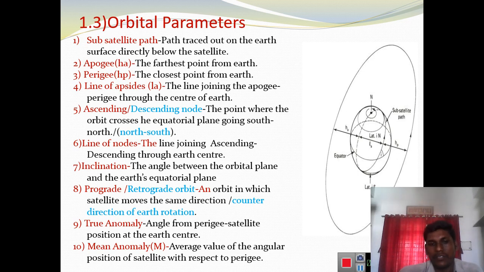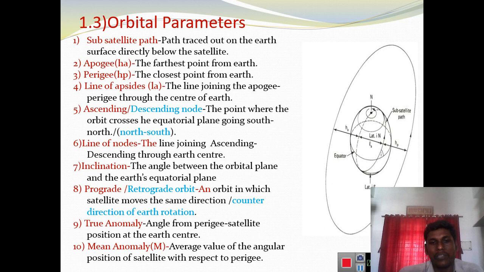Then inclination: the angle at which the satellite's orbit is inclined is called the inclination. Next are prograde and retrograde orbits. If you place a satellite in a particular orbit, we have to identify whether the satellite moves in the same direction as the Earth or the opposite direction. If the satellite and Earth both move in the same direction, that is called a prograde orbit. If the satellite moves counterclockwise with respect to the Earth, that is called a retrograde orbit.